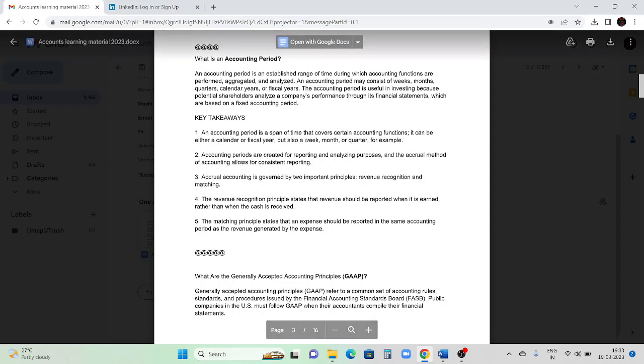The accounting period, so here they have given clear information on what the accounting period means. It is an established range of time during which accounting functions are performed, aggregated, and analyzed. It may consist of weeks, months, quarters, calendar years, or fiscal years.